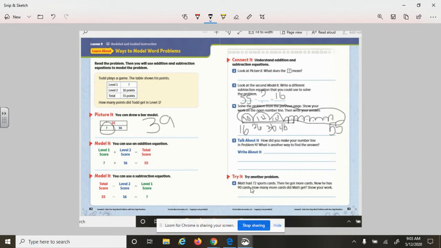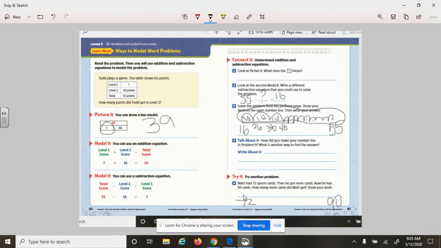Down here, you have another problem that Matt had 72 sports cards. He got more cards, and now he has 90 cards. How many more cards did he get? When we're trying to solve this problem on a number line, we know that 90 is the largest number of cards that he can have. So I'm going to put 90 on this end of the number line. I know that he started with 72, and I'm trying to find the change.